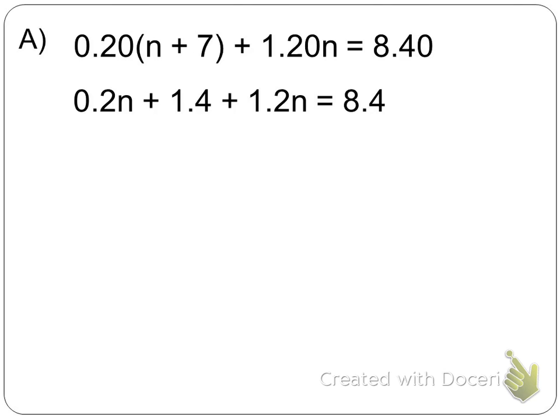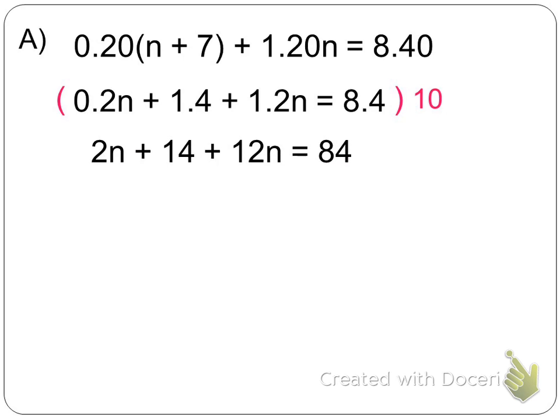All right, so that second line, we can combine the like terms. Oh, nope, I forgot. We're going to do our trick. Just ignore me. We'll get rid of the decimals first, and then we'll combine the like terms. I'm getting one step ahead of myself. So when I multiply everything in that equation by 10, I'm just moving the decimal one place to the right. So that's going to be 2n plus 14 plus 12n equals 84.